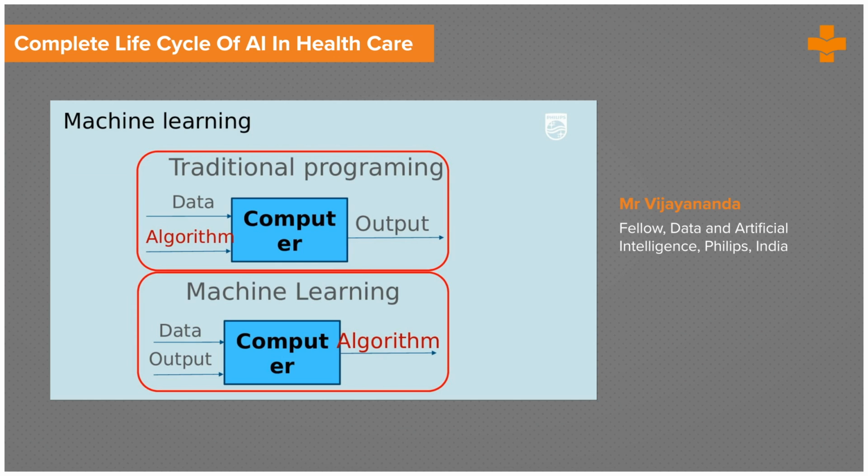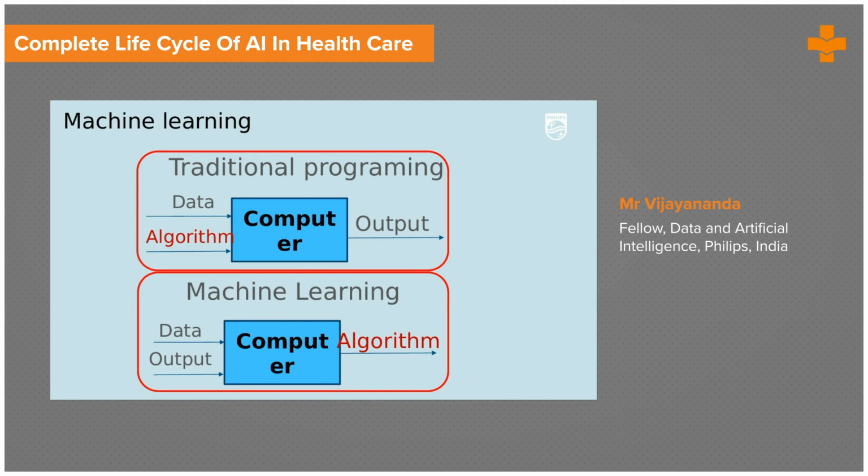And if I look at traditional programming, the data and the algorithm are the input, and you get an output which is running the data on that particular algorithm. And in case of machine learning, you give the data and the output as the input, and the computer is able to tell you, going through a number of machine learning algorithms, what's the actual relationship between the data and the output.